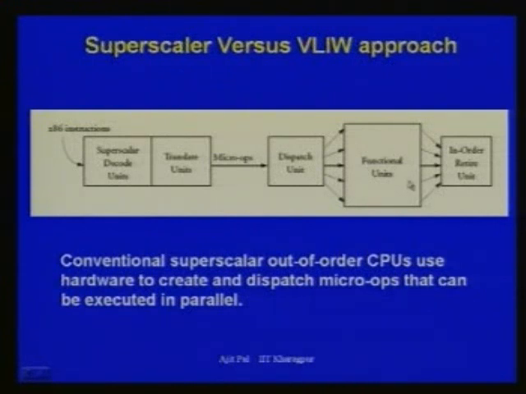So, a hardware is performing identification of parallelism in the instruction, then issuing different operations to the different functional units. That is done by hardware, and then you will require an in order retire unit which will actually produce the final output. So, conventional superscalar out of order CPUs use hardware to create and dispatch micro operations that can be executed in parallel. So, this is a hardware based approach.